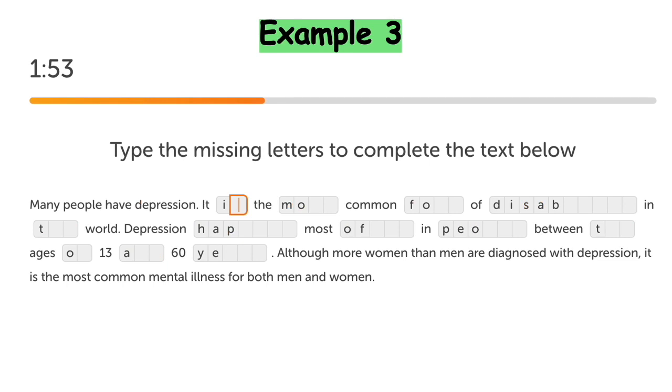Type the missing letters to complete the text below. Let's read the first and the last sentence once again. Many people have depression. Although more women than men are diagnosed with depression, it is the most common mental illness for both men and women. Now we know that the paragraph is about depression and it's a mental illness and the paragraph is about some facts and information about depression.